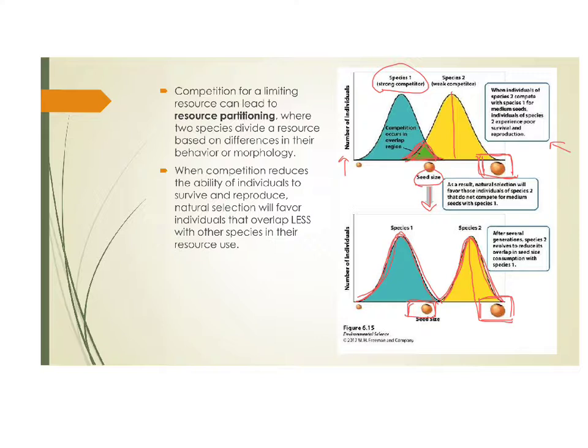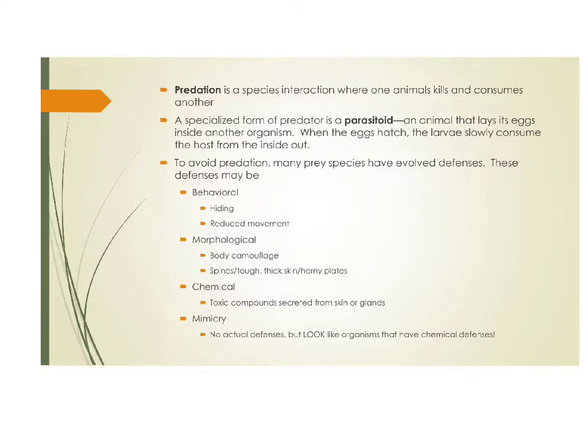When competition reduces the ability of individuals to survive and reproduce, natural selection will favor individuals that overlap less with the other species in their resource use. That is resource partitioning. Predation is a species interaction where one animal kills and consumes the other.